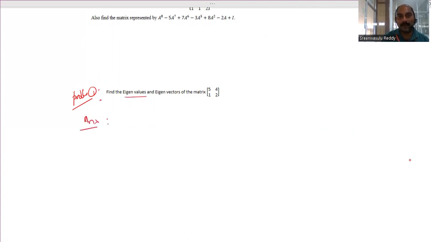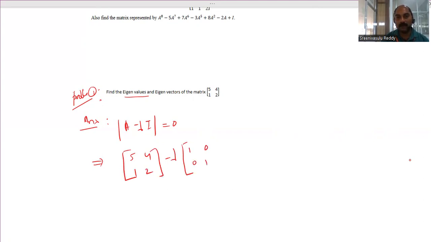First, find eigenvalues. Step 1, find eigenvalues. As per procedure, take det of A minus lambda I equal to 0. A is a 2 by 2 matrix, 2 rows, 2 columns. So I is also a 2 by 2 identity matrix. Whatever order the given matrix has, you take the same order of identity matrix in the second term.